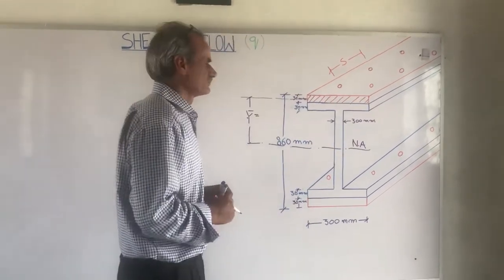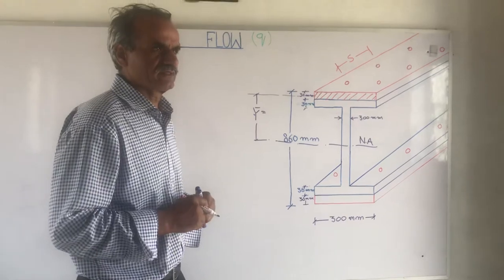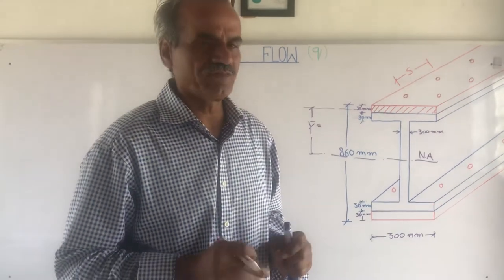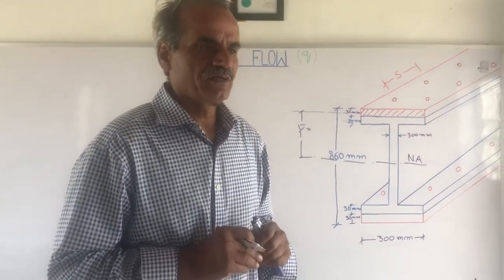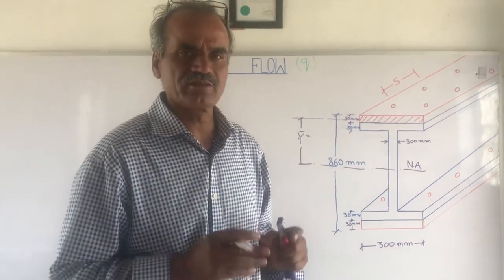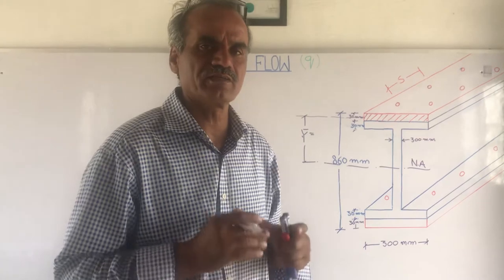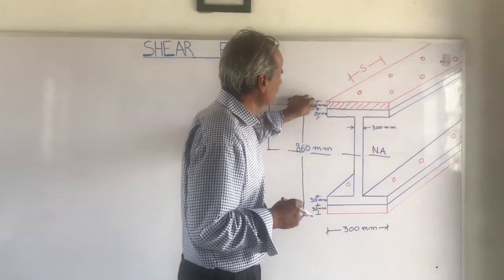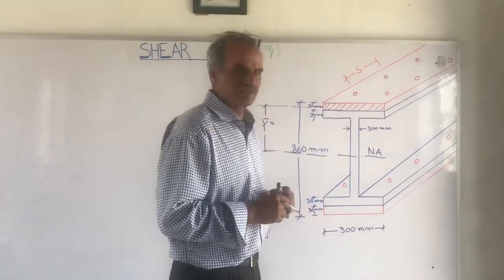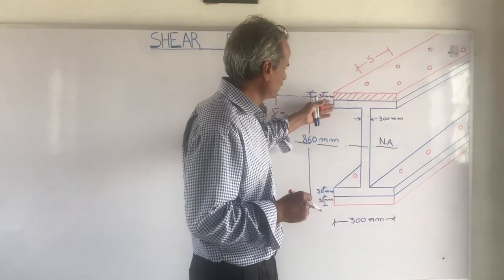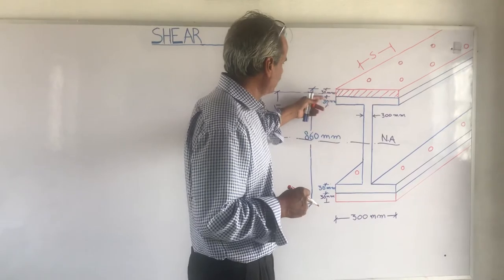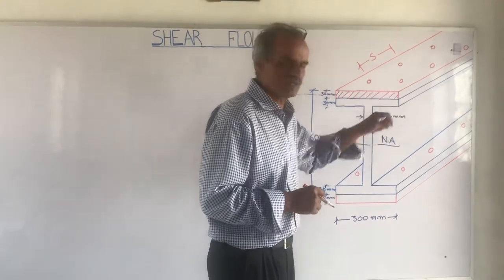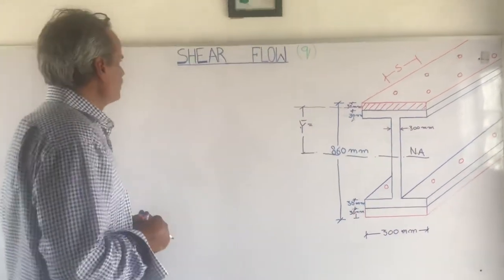original I section. By virtue of the requirement of the situation, the load, the available section is to be enhanced on the flanges with the additional plates. Now these plates are of 30 millimeter thickness and 300 millimeter width, whereas the original I section is of depth 800 millimeters and width 300 millimeters.